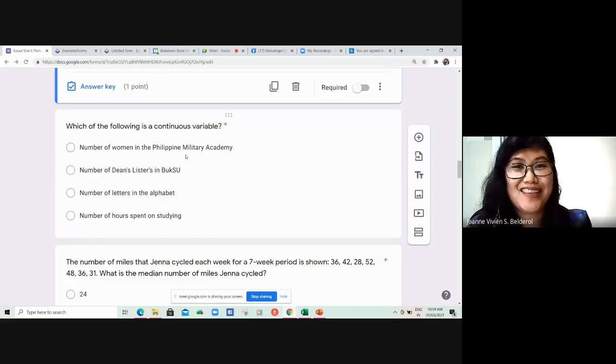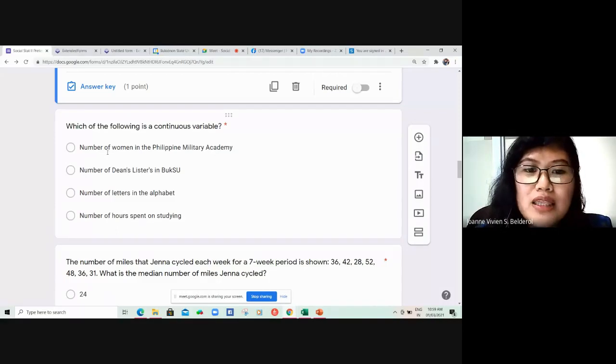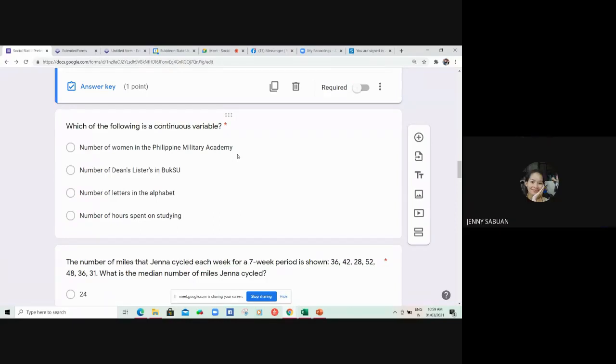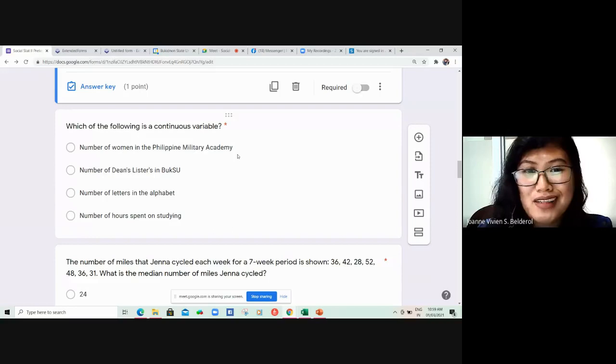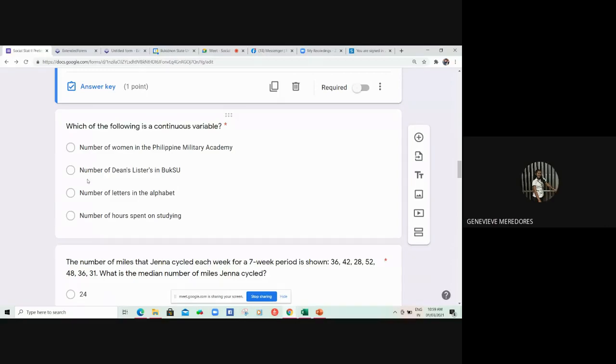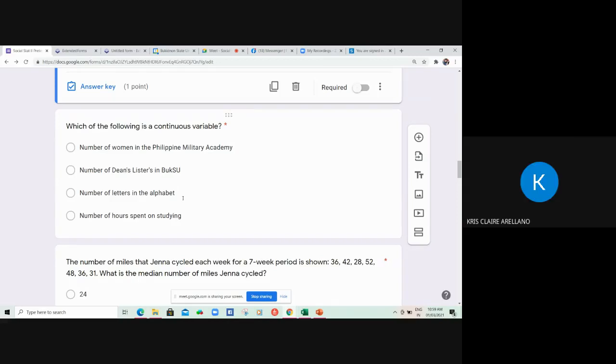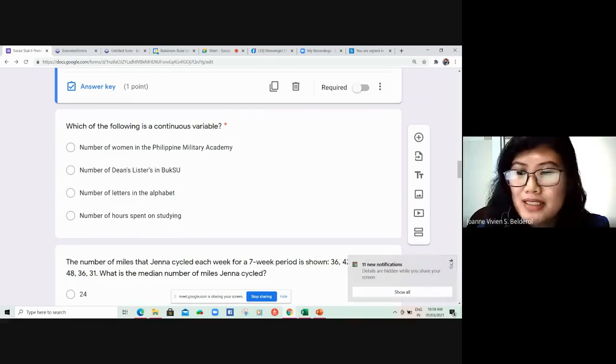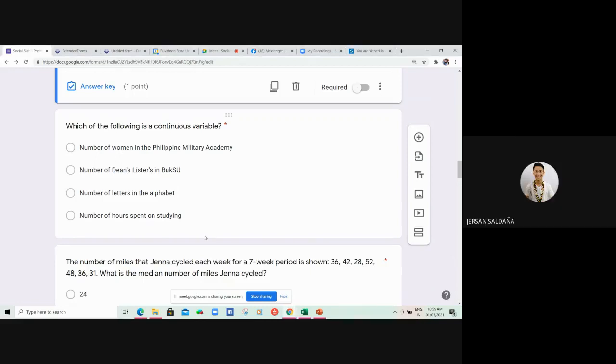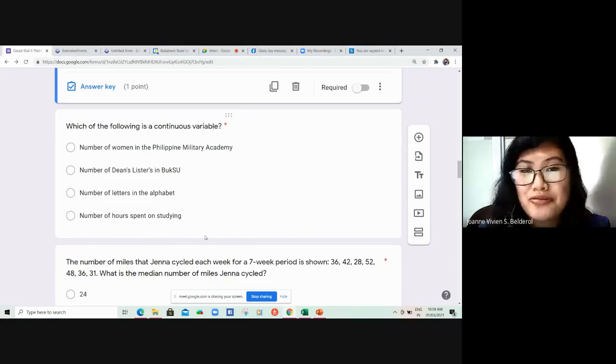Discrete meaning whole number gid siya. Nothing in between. Okay, is that clear? So, for example, number of women in the Philippine Military Academy. Continuous or discrete? Discrete. Okay, you can't say there are 100.2 women in the Military Academy. How about number of dean's listers? Discrete. Number of letters in the alphabet? Discrete. Number of hours spent in studying? Continuous. Okay, pwede man tamay nga of 1.5 hours.